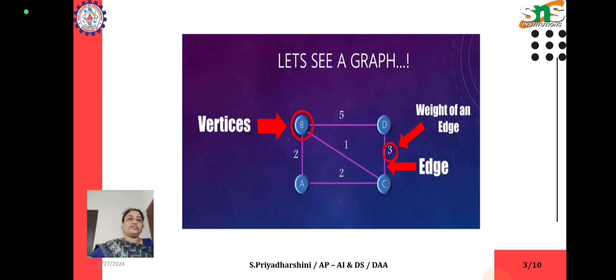So here in this example, we have B to C 1, B to A it is 2, B to D it is 5, A to C the weight is 2, D to C the weight is 3. The vertices are A, B, C and D, and the weight of the edge is also denoted. An edge is nothing but the line connecting two vertices, and the weight of the edge is called the cost of the edge.